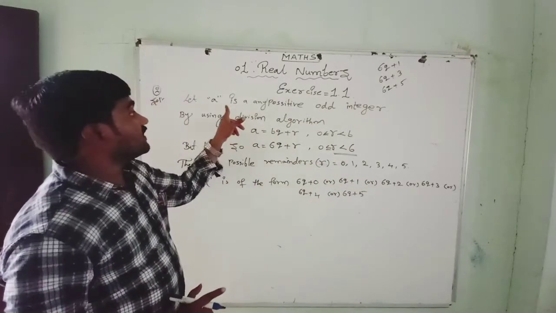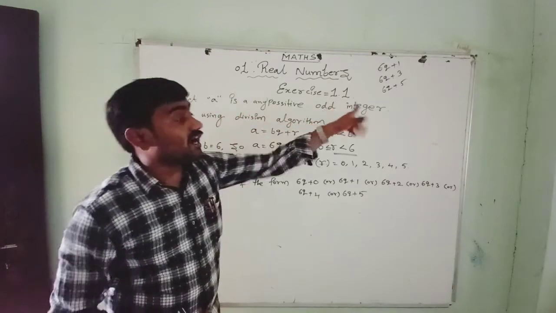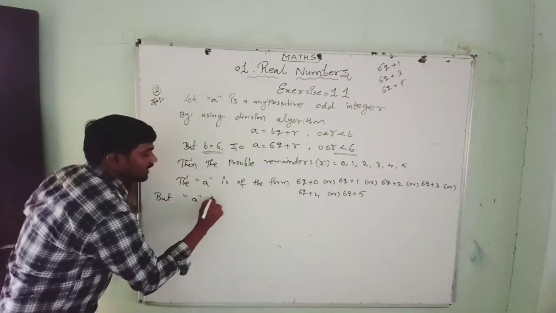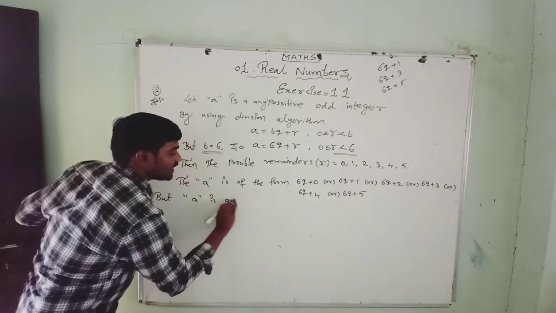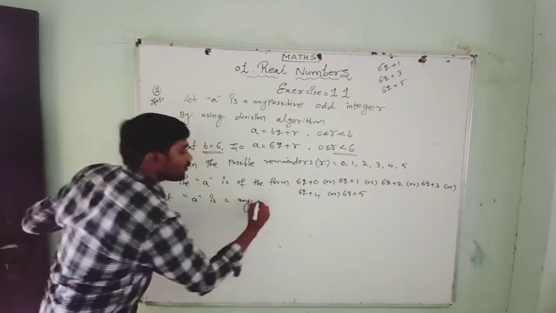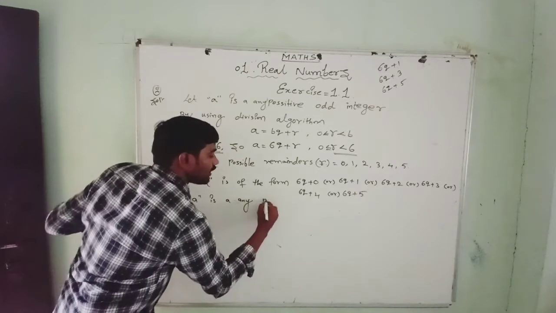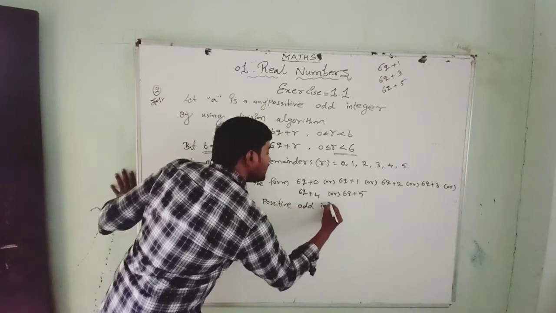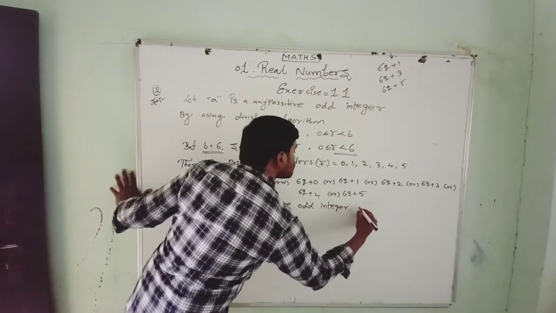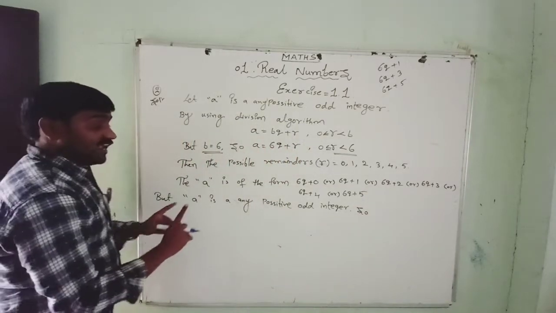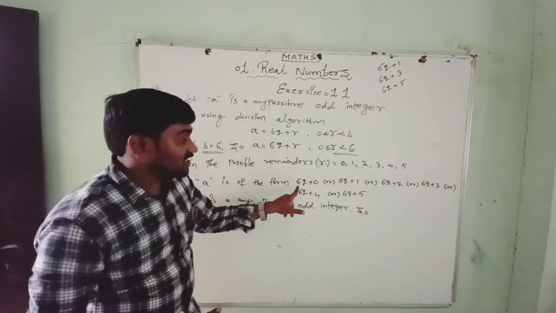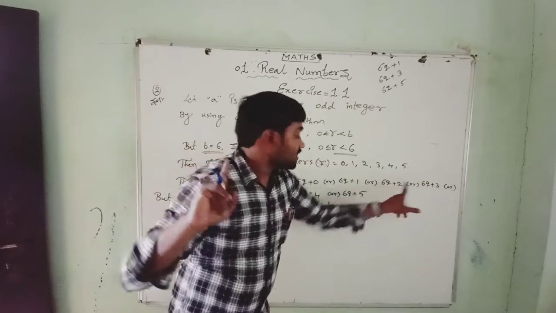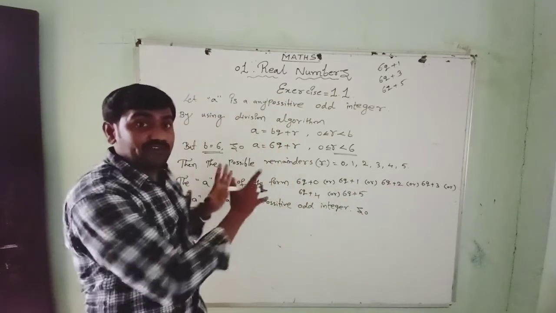But what is given here? a is any positive odd integer. So a is only a positive odd integer, but 6q + 0 is even. 6q + 2 will also be even. 6q + 4 is also even. We have learned the general form of even numbers.